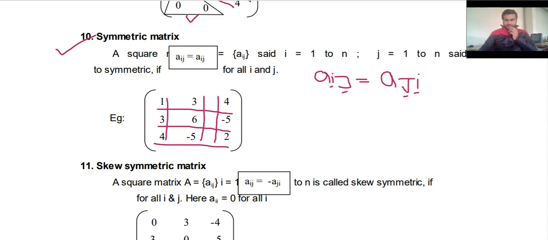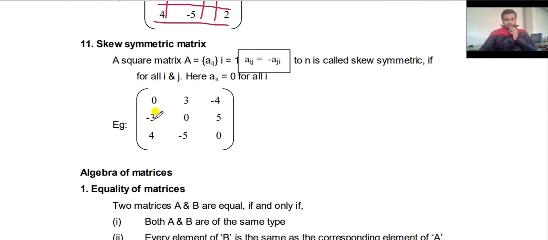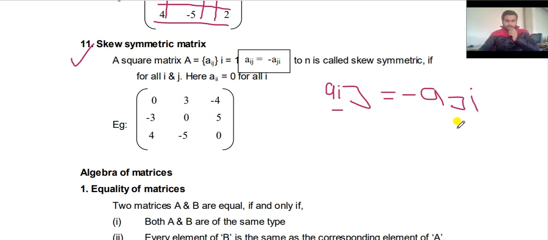Okay, next is the skew symmetric matrix. A skew symmetric matrix is a type of matrix in which Aij is equal to minus Aji. That means if we transpose the matrix, the matrix will be the same but a negative sign comes in front. While transposing the matrix, the row is converted into a column and the column is converted into a row.